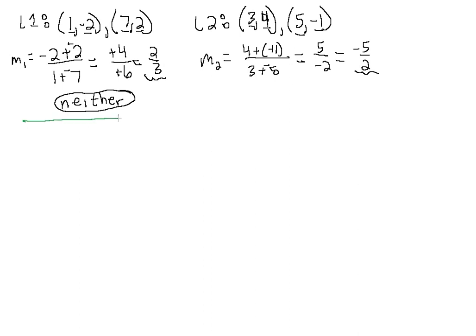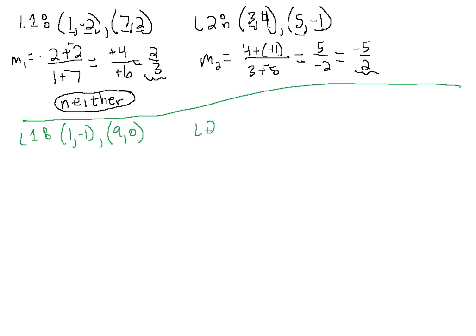So let's look at a few more examples. We're classifying lines here. Let's say line 1 passes through the two points (1, -1) and (9, 0). And we have line 2, our second line, that passes through the two points (2, -10) and (1, -2). So what do we need to know here? We need to know the slopes of the two lines so we can compare them.